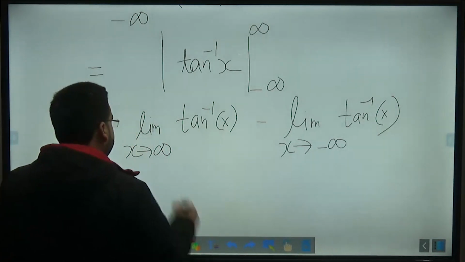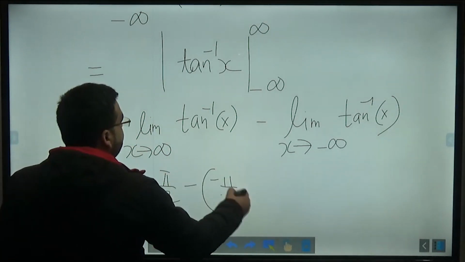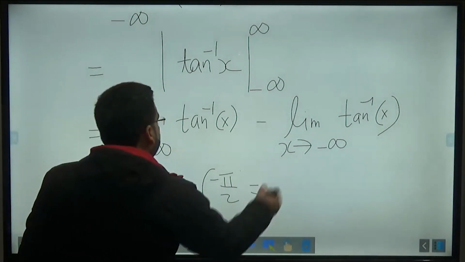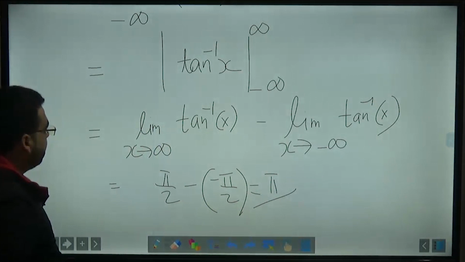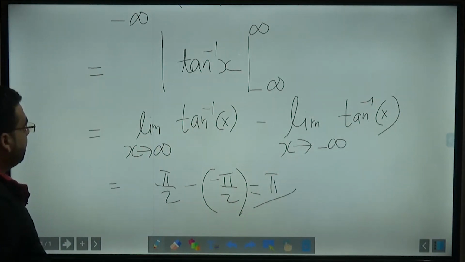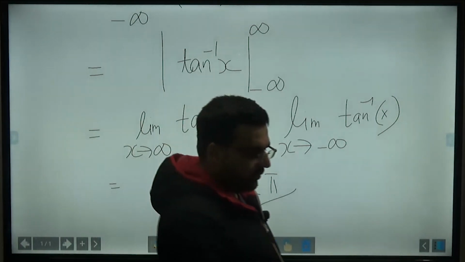If you put infinity, tan inverse of infinity is pi by 2. So pi by 2 minus, it will be minus pi by 2. And if you solve it, you will be getting the answer as pi. The answer will be pi.